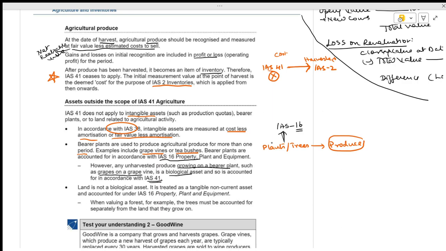See now what is happening. Land is not a biological asset, but it is treated as a tangible non-current asset under IAS 16. You will have land, which is treated under IAS 16. You will have biological assets treated under IAS 41, and you have the produce of that biological asset, which will be treated under IAS 2. Getting your point? Here you are talking in terms of land. Here we are talking about the grapevines. Here you are talking about the grapes.